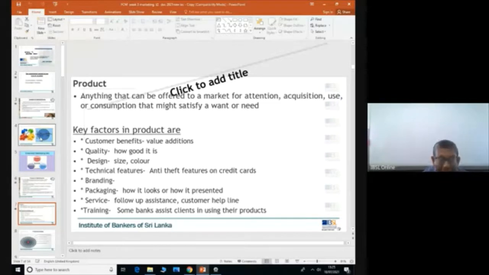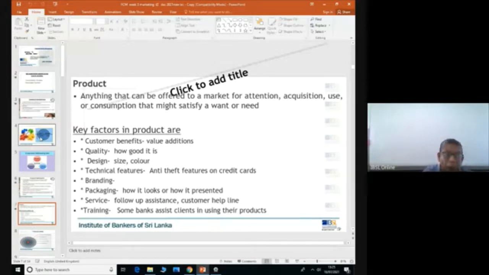So that is what you are expecting as quality. When you go to the bank, what you're expecting as quality is sometimes what we call a standard, superb service to your client. Your ATM machines are working without any disruption, right?